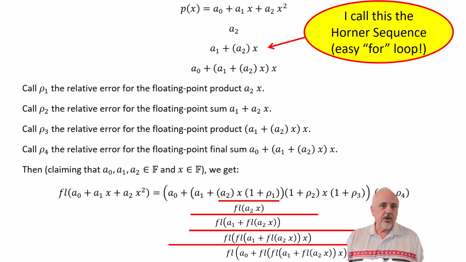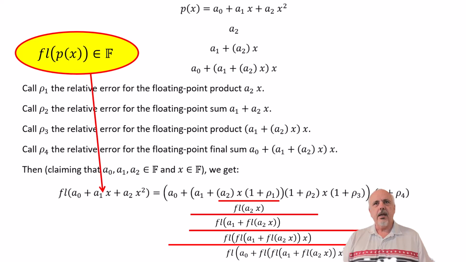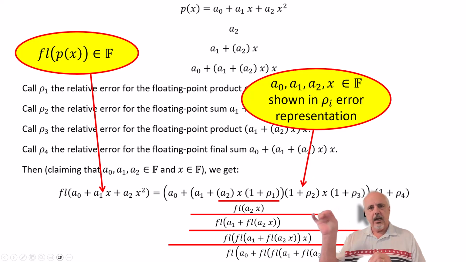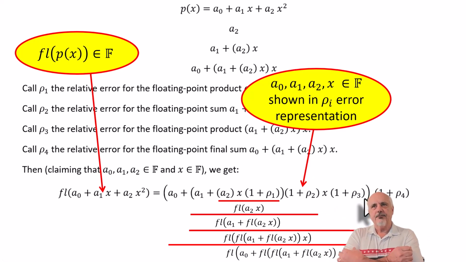I call this the Horner sequence, and it's easy to do that in a for loop too, as we will see. Okay, so again, we're taking that polynomial and we're going to float it. That's going to be a float value, and remember that all my coefficients and the x value are coming in as floats, and this expression on the right side is what I call the row i error representation.